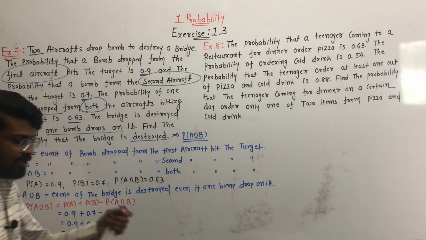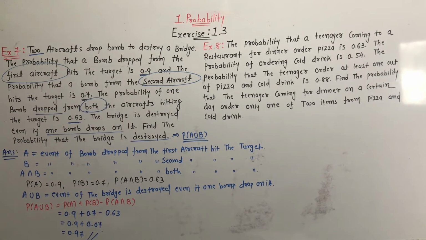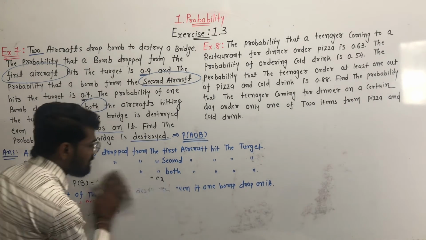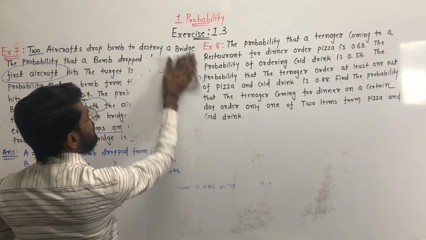Okay, now we come on to example number 8. Write it down. Done. Okay, chalo. Example number 8 is that the probability that a teenager coming to a restaurant.